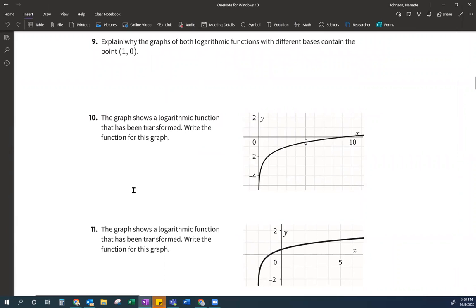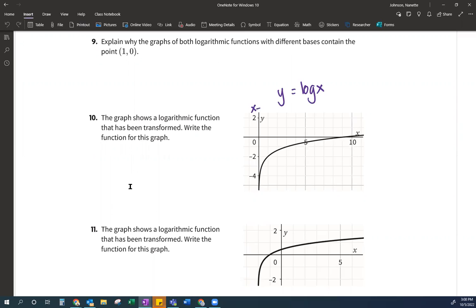When you're doing this problem, number 10, this is what we worked on today. What are the 2 things I should be looking for with log functions? The asymptote. Okay, very good. So where's my original asymptote for log of x? If I drew log of x, where is its asymptote? Very good. Its asymptote is right here at x equals 0.